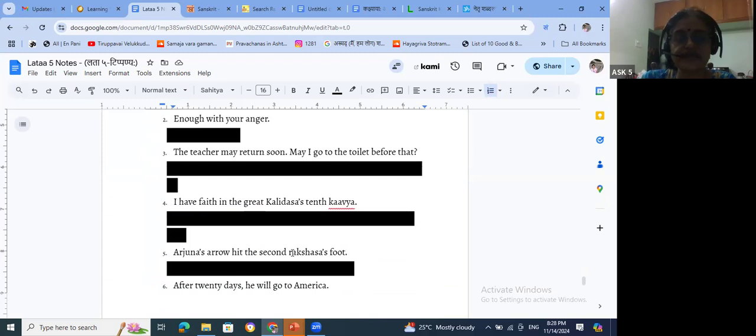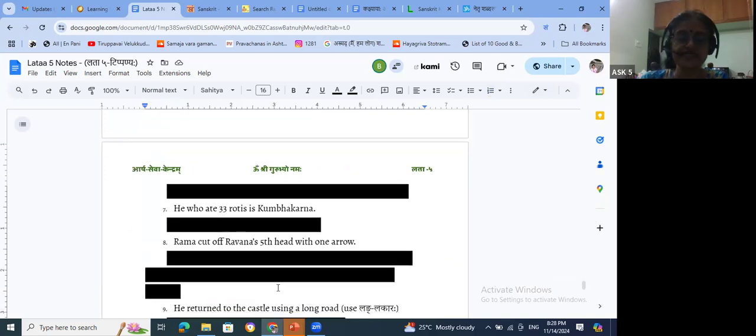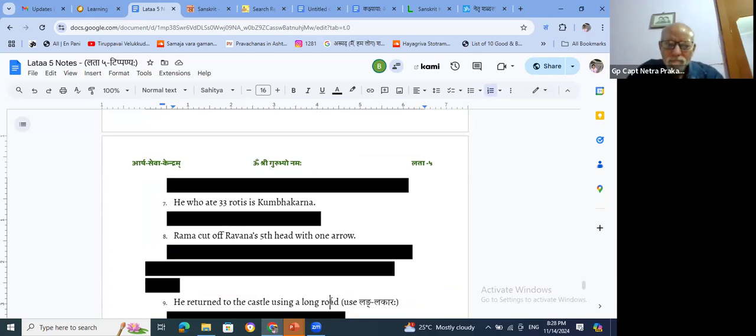Arjuna's arrow hit the second Rakshasa's foot. After 20 days, he'll go to America. So all this, once we revise Sankhya, we'll do it next class for sure, after doing Sattva.